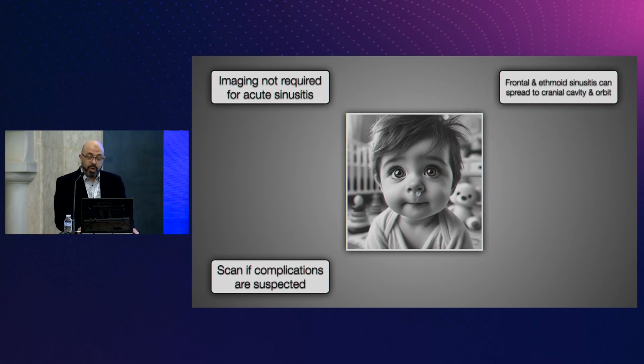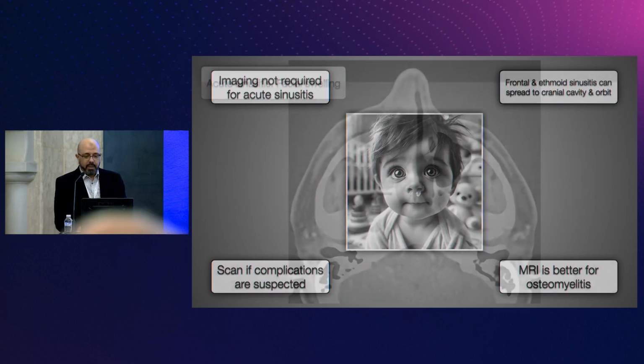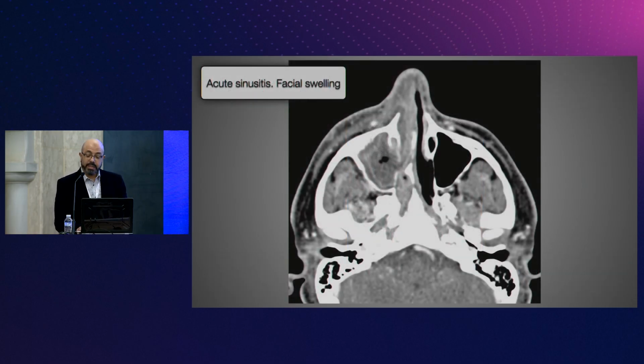The frontal and ethmoid sinuses, if there's infection there, can easily spread, especially in children, into the orbital cavity or the cranial cavity. If we're suspecting osteomyelitis, MRI is way more sensitive compared to CT. Let's see a few examples here, a few cases of infection.